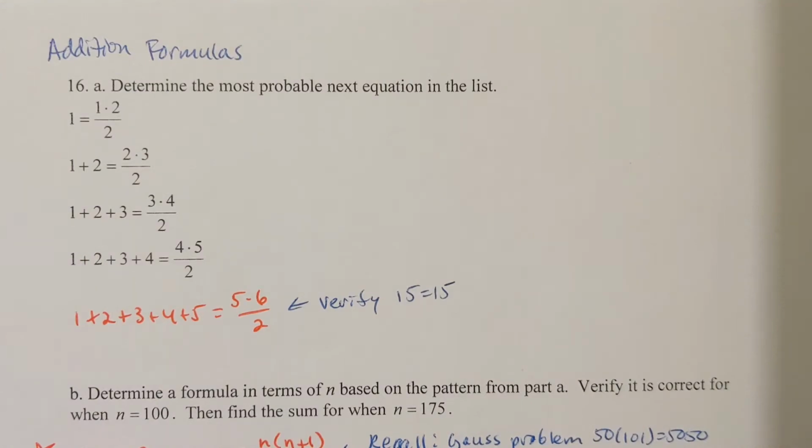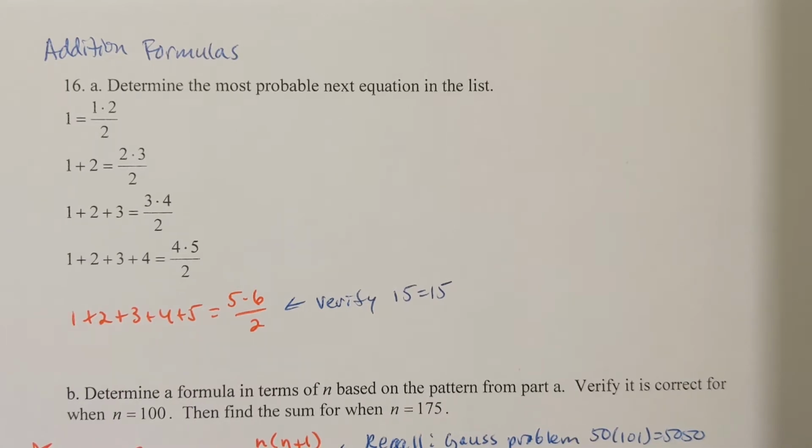Okay, in this video we're going to talk about addition formulas. This is still section 1.2. So let's get to it. Problem 16, part A, determine the next most probable equation in the list.